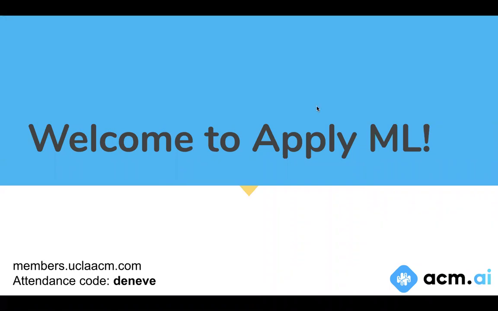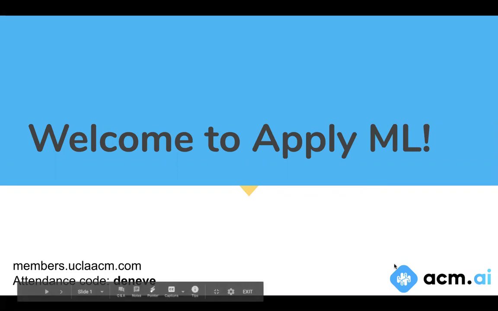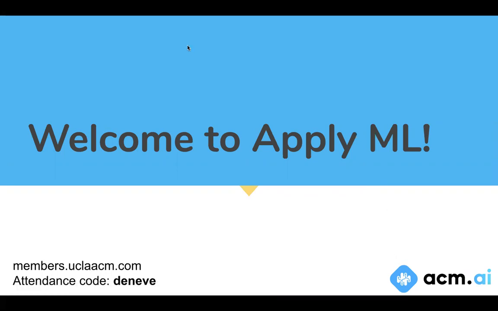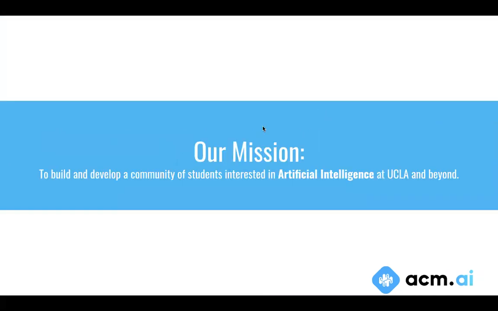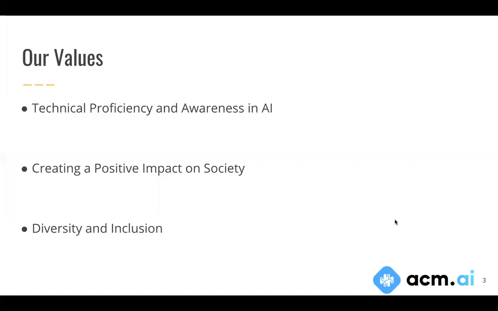Everyone, I'm John, president of ACM AI. You might have met me at the AIGM on Monday or beginner check on Tuesday, but in case you didn't, I'll just quickly give a 2-minute overview of what ACM AI does. ACM AI's mission is to build and develop a community of students who are interested in artificial intelligence at UCLA and beyond. We are one of 8 subcommittees of ACM, the largest computer science organization at UCLA, and we focus on AI.